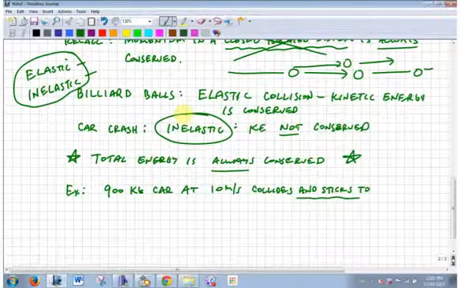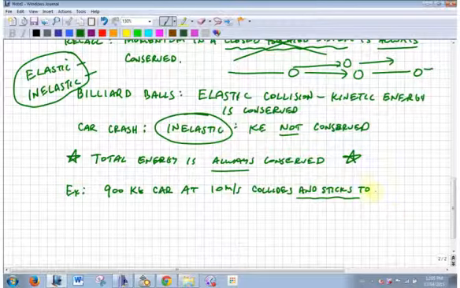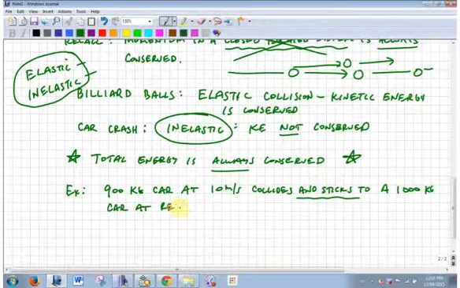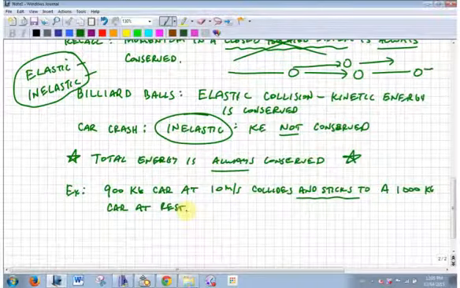Yeah, inelastic collision. Now we have to think in physics 12 terms, not just physics 11 terms. So it sticks to a 1,000 kilogram car at rest. We know the speed there.